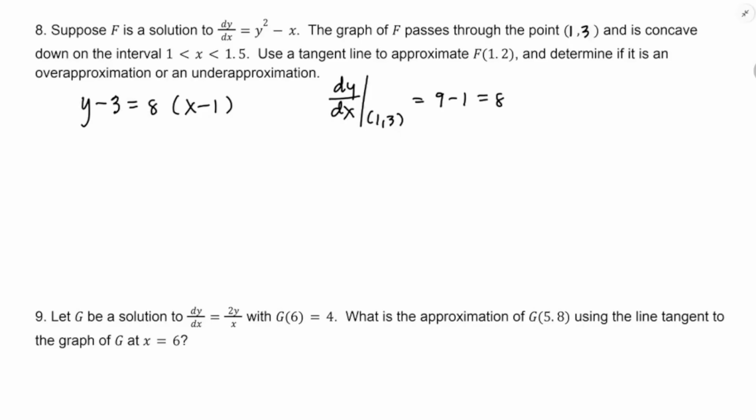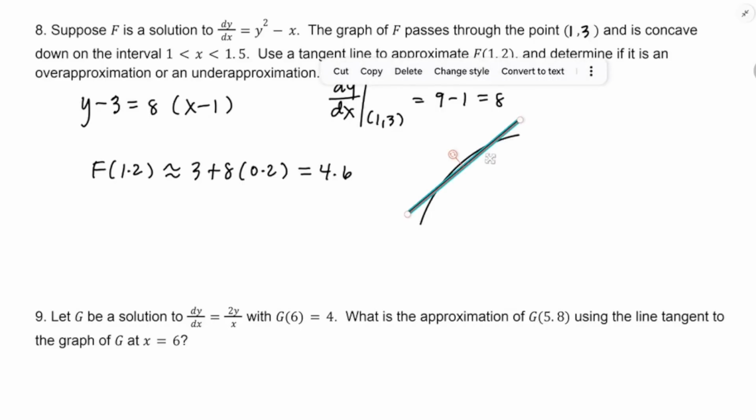All right, and then f of 1.2 is going to be approximately equal to 3 plus 8 times 0.2. 8 times 0.2 would be 1.6, so my estimate is 4.6. All right, and determine if that's an over approximation or an under approximation. Based on the fact that they told me the graph is concave down, it's got a very positive slope, I'm going to say, okay, well, the tangent line is sitting above the curve, so that's going to be an over approximation. I don't think that's language we typically see very often, but I just wanted to include it just in case.